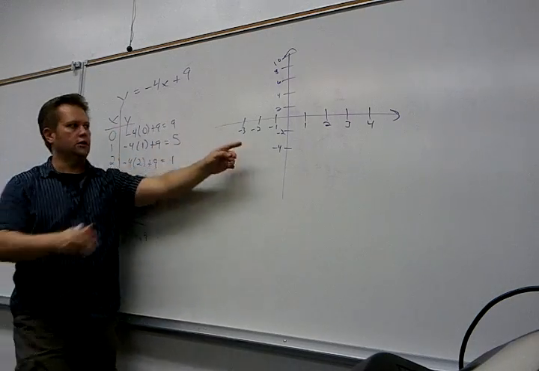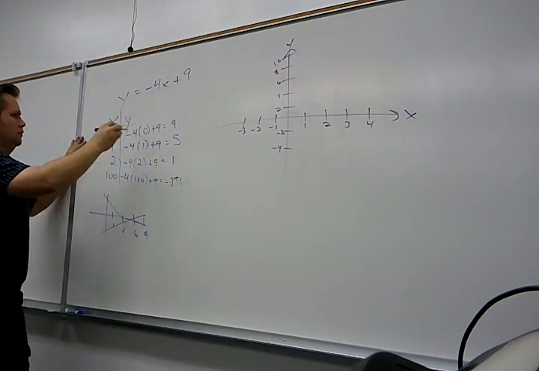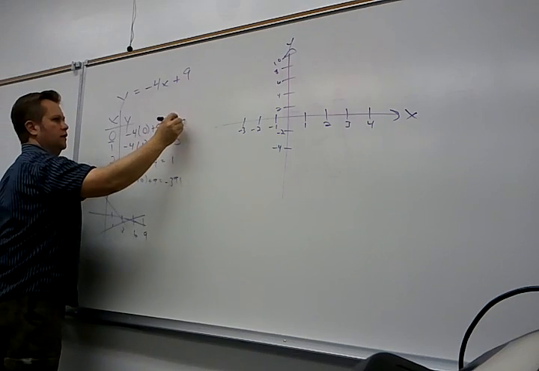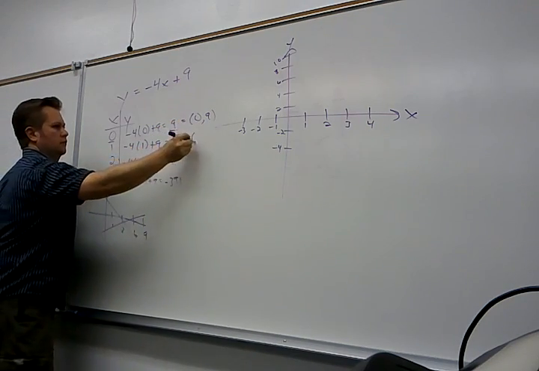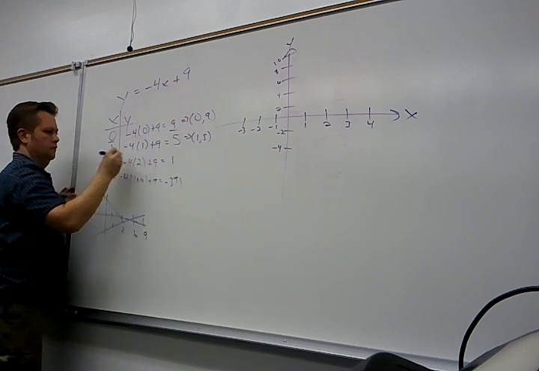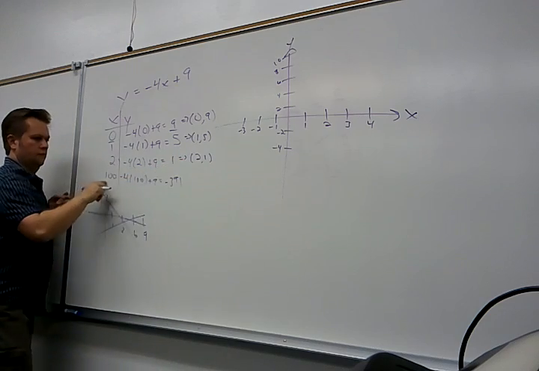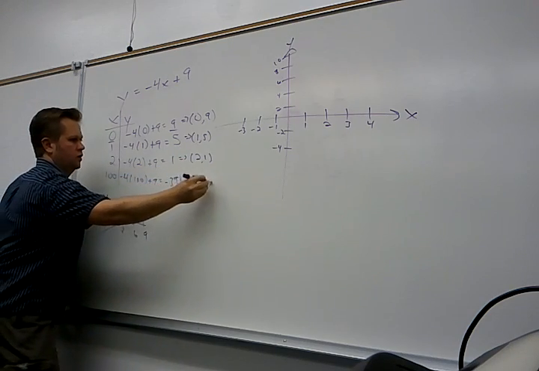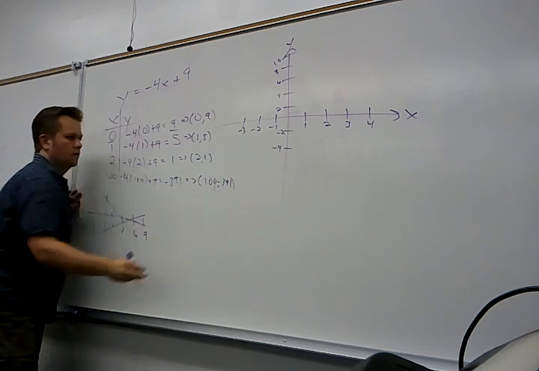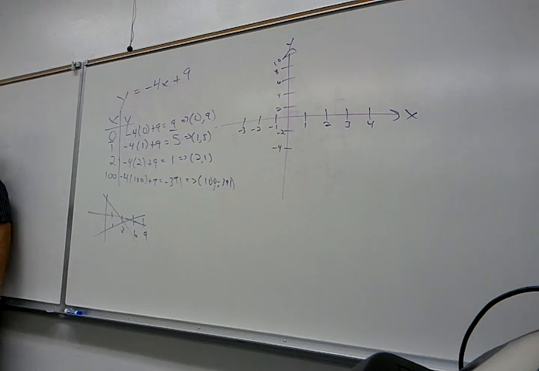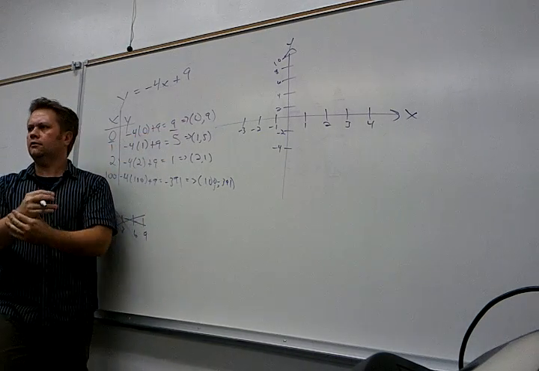So here, 0, 9, where would that be? Where would I go to get to 0? It's pretty cool. That's the point there, right? 0, 9. What point's here? 1, 5. 2, 1. 100, negative 391. So we're probably not going to plot that last one. Let's not do that. So 0, 9, where is that?